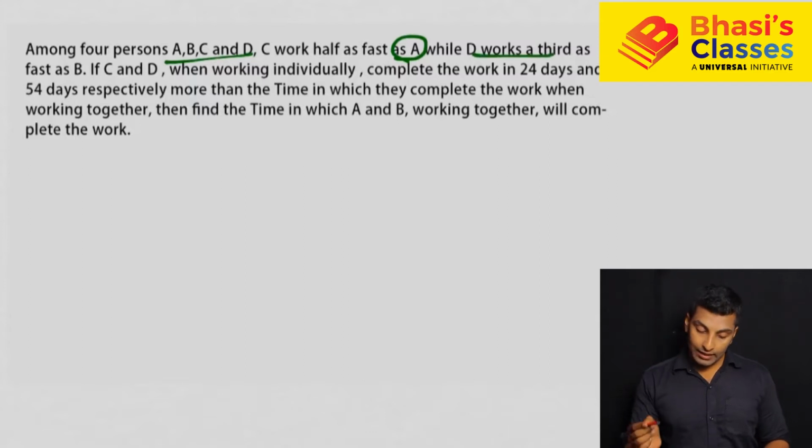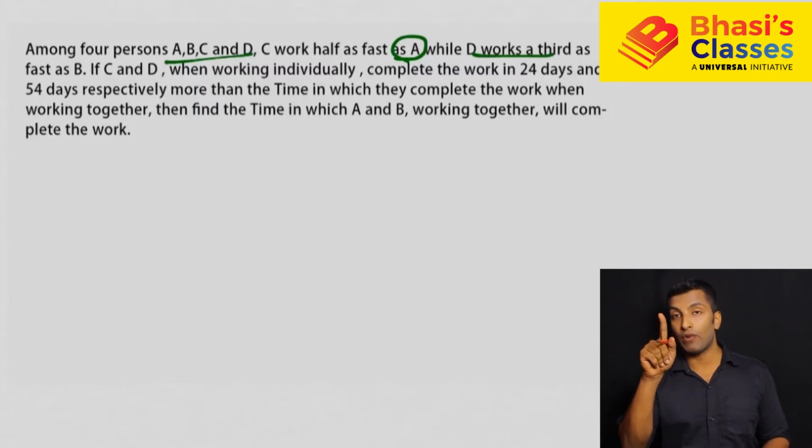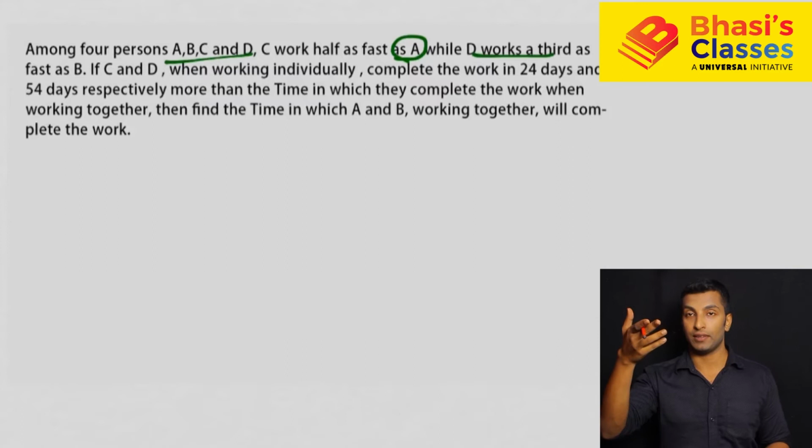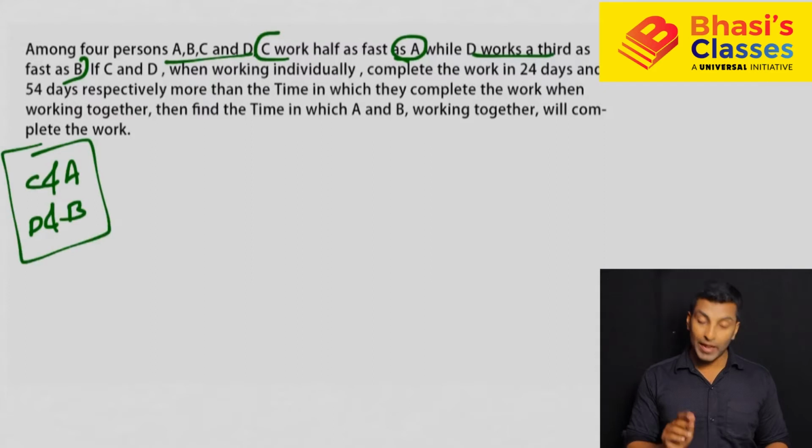D works a third as fast as B. So B is more efficient than D. If D takes 3 days, B takes 1 day. That's what 3 times efficient or 1/3 as fast means. So that is one relation given: the relation between C and A, and the relation between D and B. That we may need to apply towards the end.